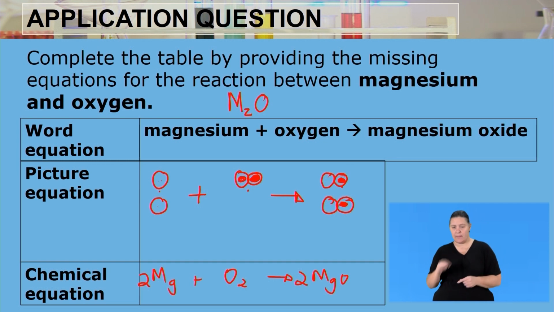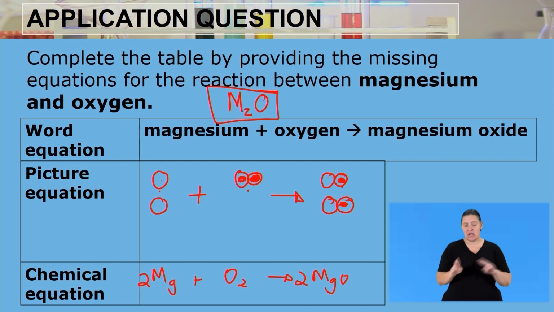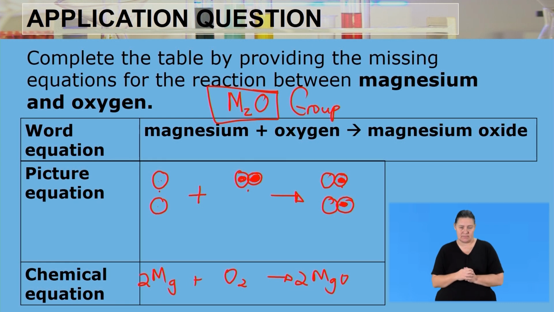So this particular ratio is for elements in group 1, and elements in group 2 will have the ratio of MO. Now, moving to our next question.